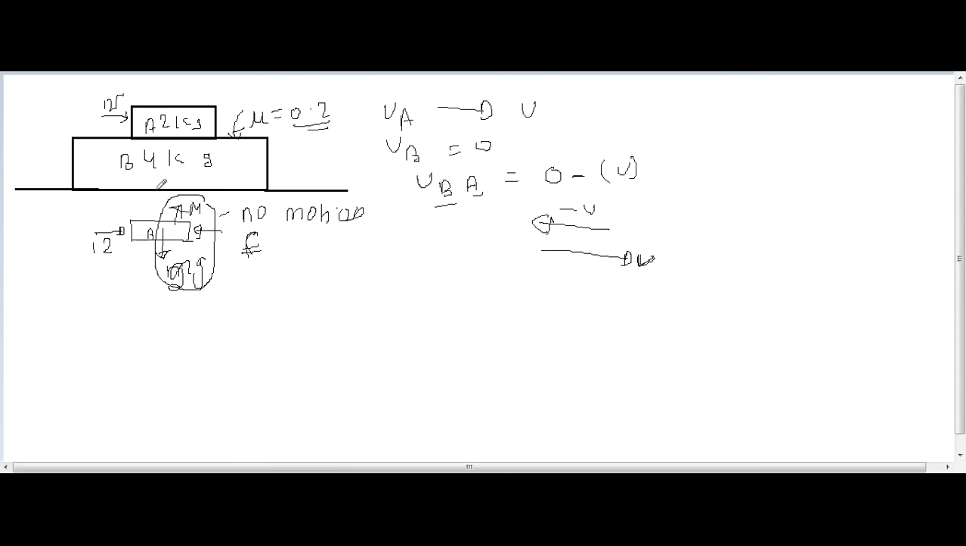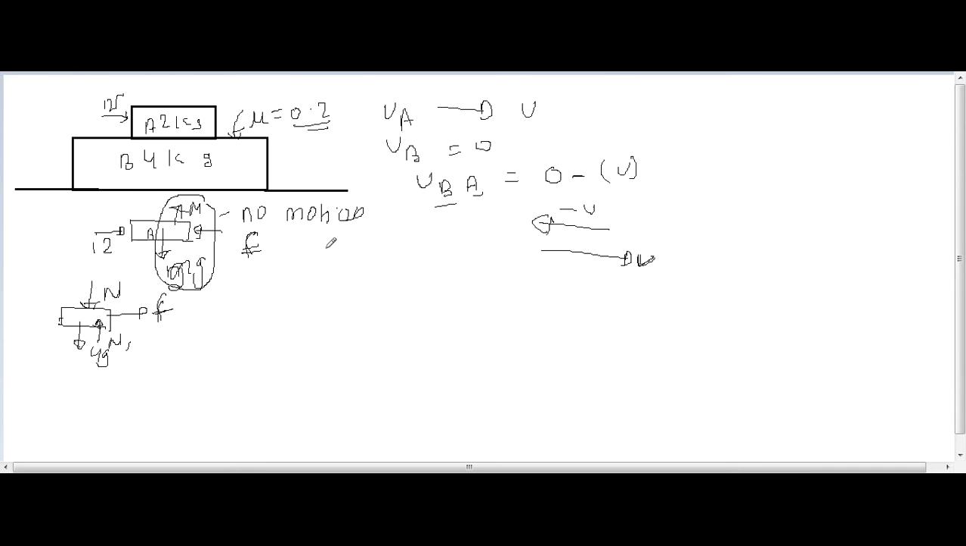Now this is the 4 kg block, this is B. This is 4g. Here there is a friction force applied by the surface. This is n1, and this is n. And here this is the friction force. This is the direction of friction force. This is f.